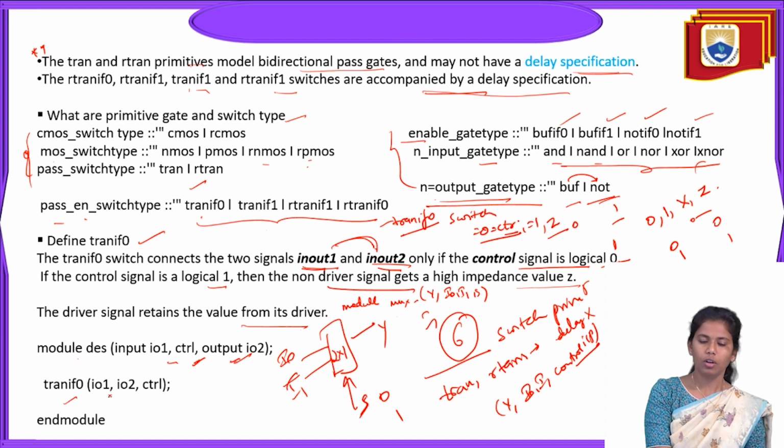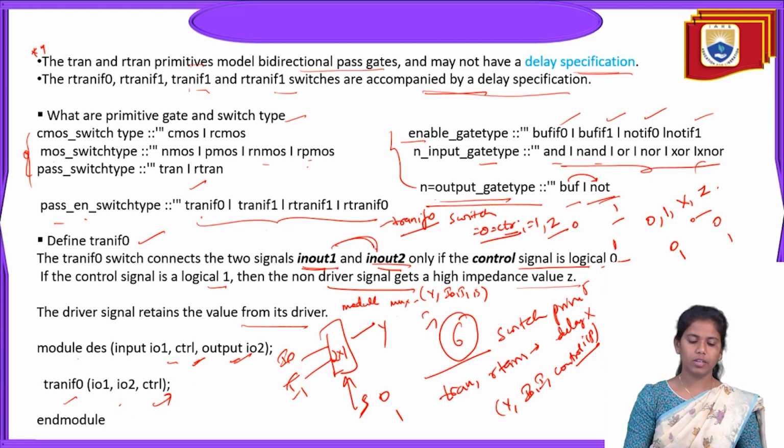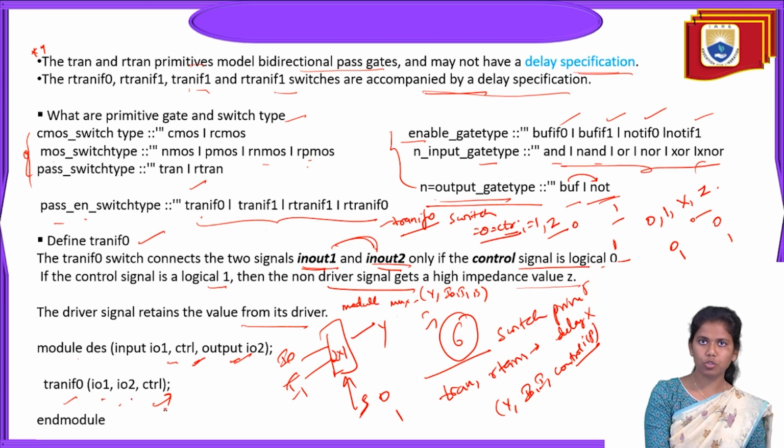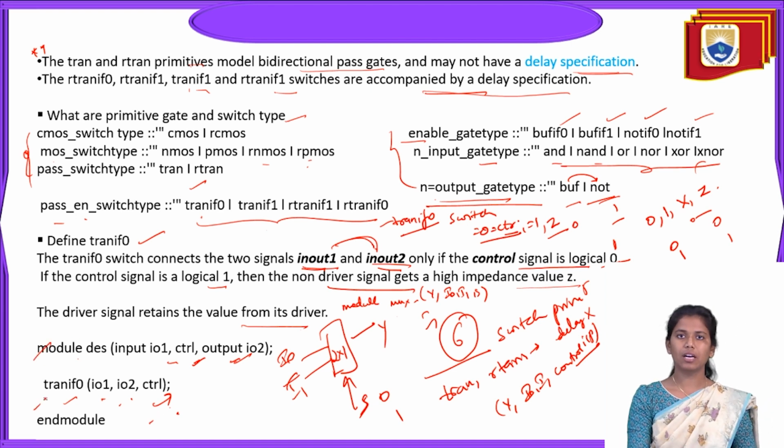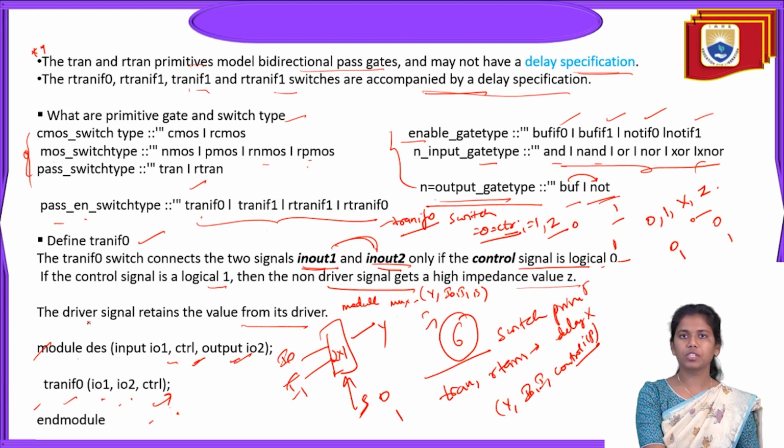So tranif 0, based on the control signal, the output is, the input signals are connected, right? So input IO1 and IO2 and the control signal. And finally, ending the module, end module. Started with module, end with the end module. So that's how the R tranif 0 is defined in the switch level modeling.